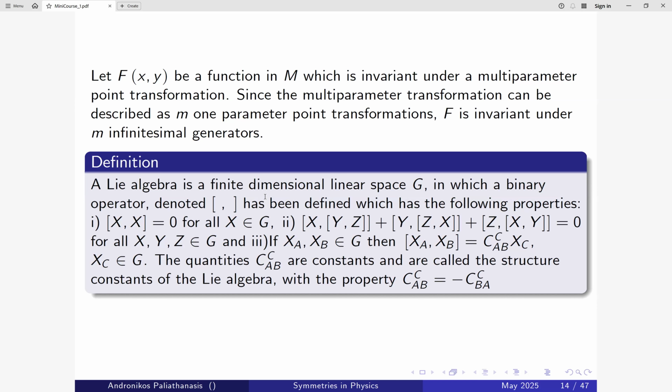A Lie algebra is a finite-dimensional linear space G with a binary operator described by the Lie bracket, the commutator, which has the following property. The commutator of X with itself is 0, for X belonging to the space G. Then, if X, Y, Z are three of the symmetries of the function f of the same group, they have this property. This is the Jacobi identity, and this property indicates that the vector fields, the transformation space, is a flat space.